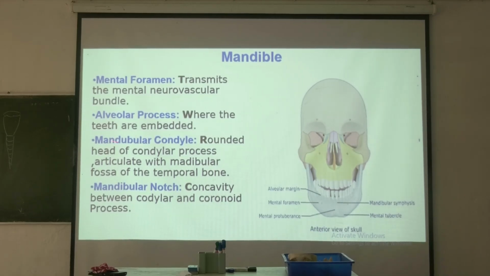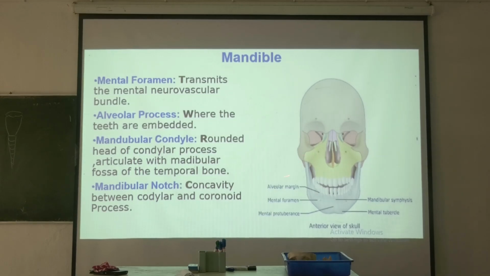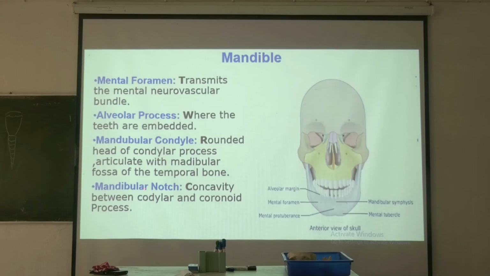This is rounded head of condylar process articulating with mandibular fossa of the temporal bone. Here it is articulating with the mandibular fossa of the temporal bone. Next is mandibular notch. It is the concavity between the condylar and coronoid process. Condylar process behind, coronoid process in front. There is a notch that is known as mandibular notch.